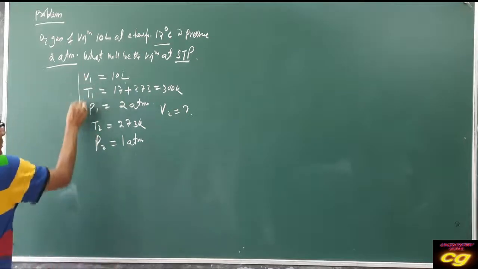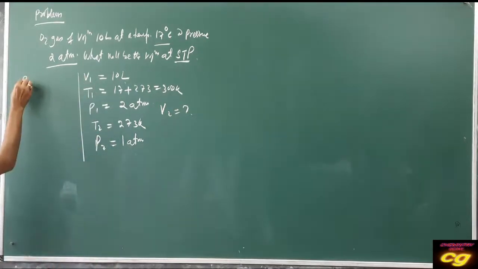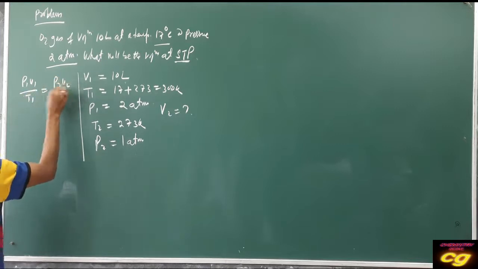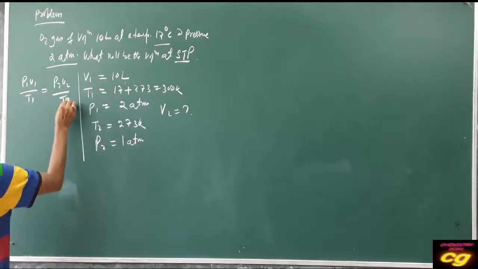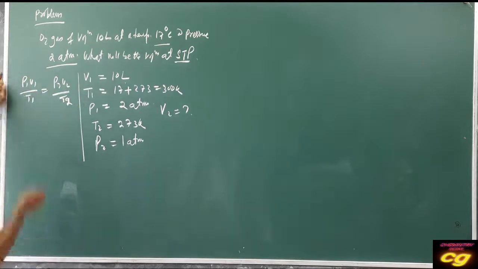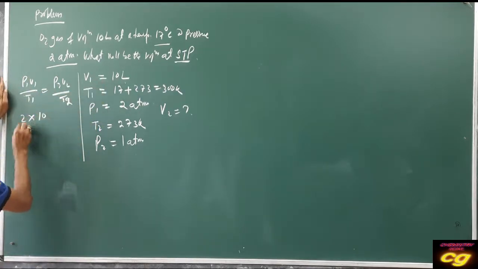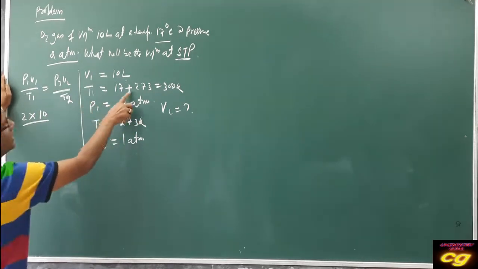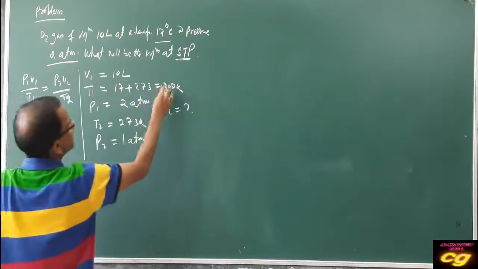We know the formula: P1V1 by T1 is equal to P2V2 by T2. You put in the values: P1 is 2, V1 is 10, and T1 is 290.